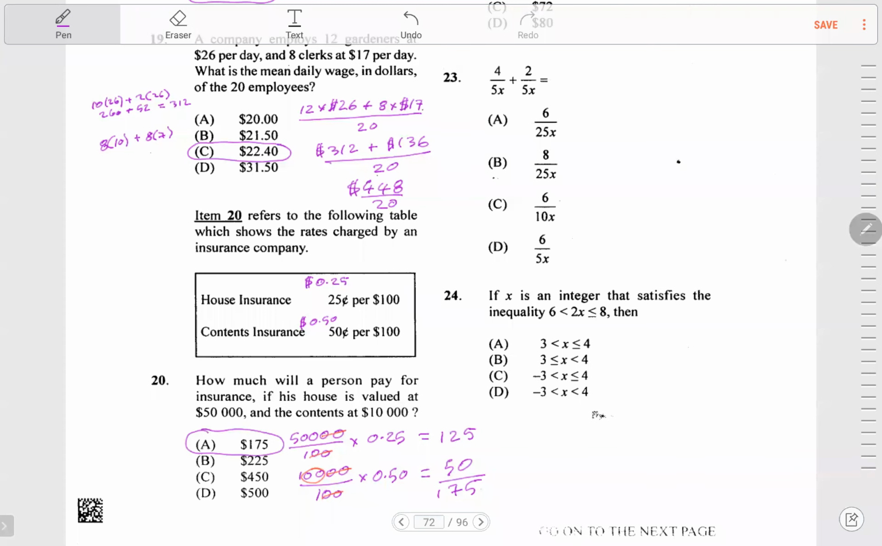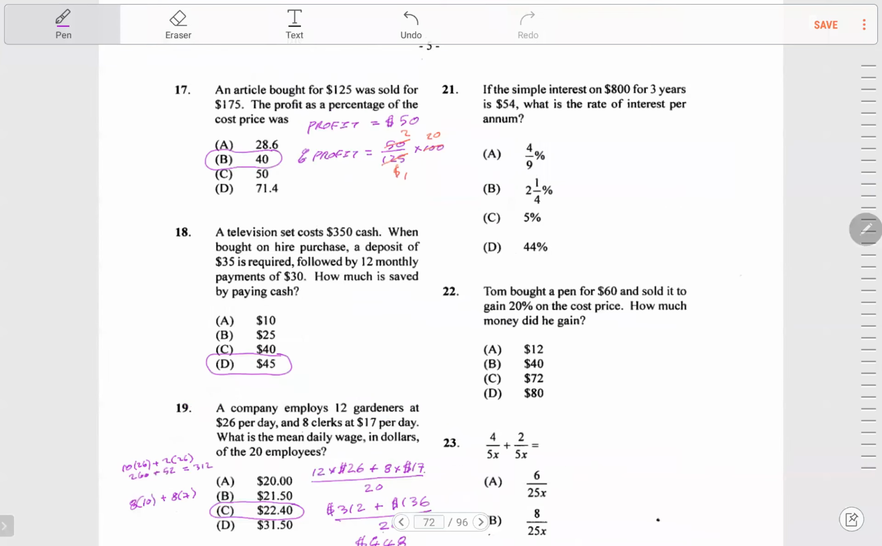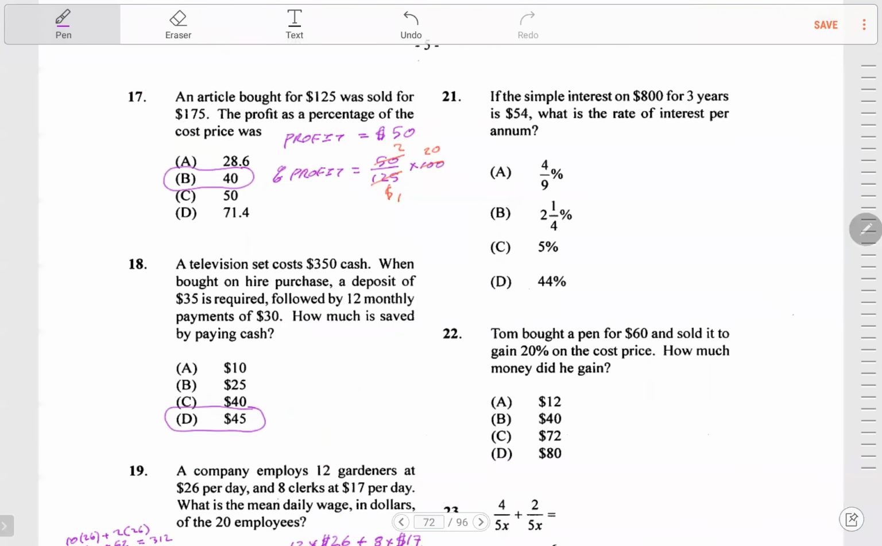All right, let's take your time and work it down like that. Next one. The simple interest on $800 for 3 years is 54. What is the rate? Same thing again. I equals PRT divided by 100. I'm trying to find the rate.